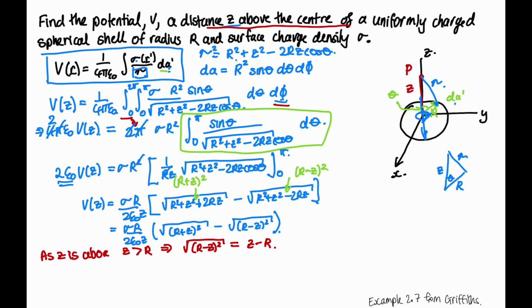You can't just use the square root to get rid of the square, because when we square something, it could be positive or negative. So we have to think about, well, how do we meet that condition in this case?